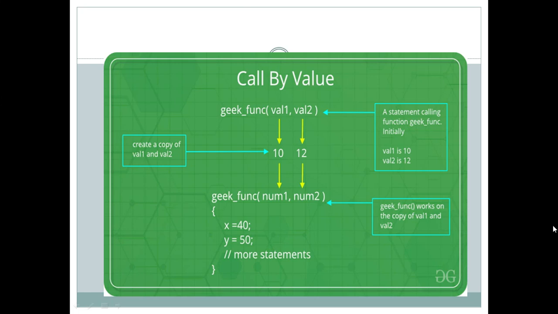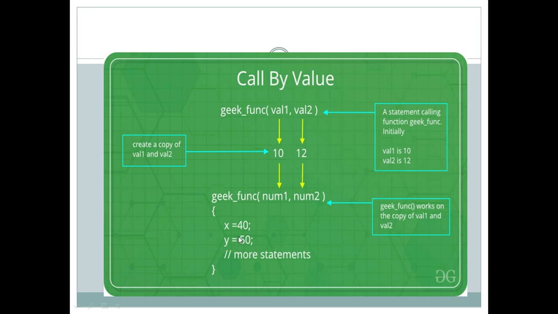Now see, here is one example, call by value. Here is one function which has two values, val1 and val2. Right? Create a copy of val1 and val2. So val1 has 10 and val2 has 12. Now I am having another function, num1 and num2. Right? A statement calling the function, initially the value of val1 is 10, val2 is 12. Now here I am having the same function, num1 and num2. Now what is the value of num1? 10 and num2 12 initially.